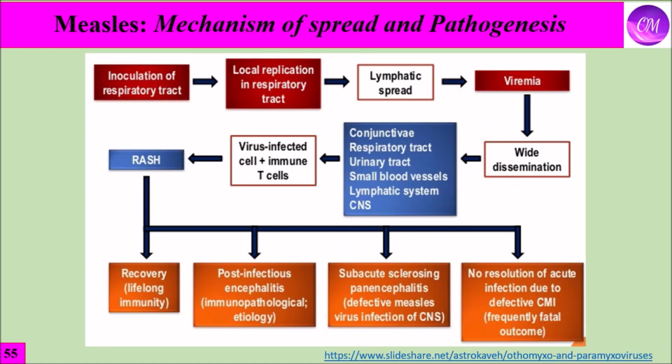Mechanism of spread and pathogenesis of measles. After the inoculation of the respiratory tract, local replication occurs in the respiratory tract, followed by lymphatic spread that results in viremia and wide dissemination to the conjunctiva, respiratory tract, urinary tract, small blood vessels, lymphatic system, and central nervous system. Then virus infected cells interact with the immune T cells, resulting in the development of the rash.